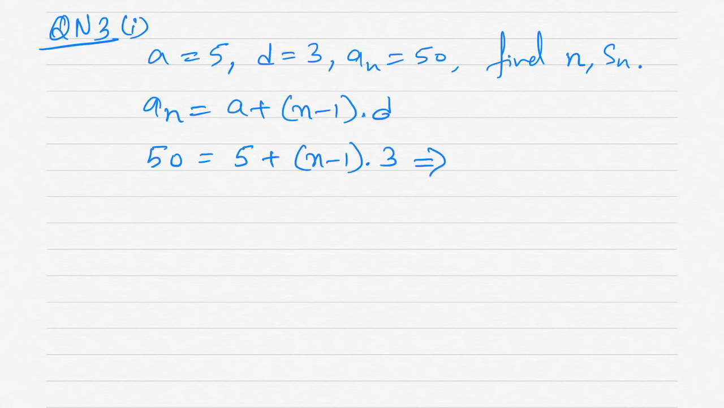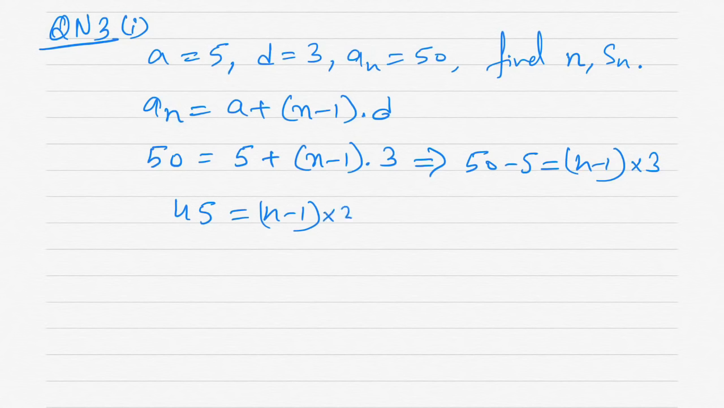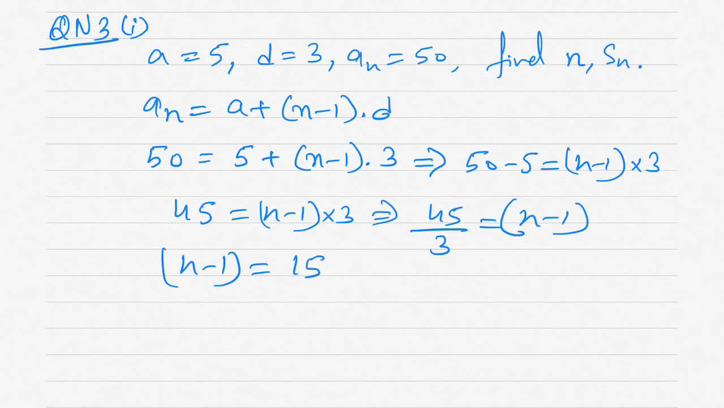Now let us solve this equation for n. 50 minus 5 is equal to n minus 1 into 3. So 45 is equal to n minus 1 into 3. Let us shift 3 to that side. 45 by 3 is equal to n minus 1. So n minus 1 is equal to 15, 45 divided by 3. So n is equal to 15 plus 1, 16. So n is equal to 16.